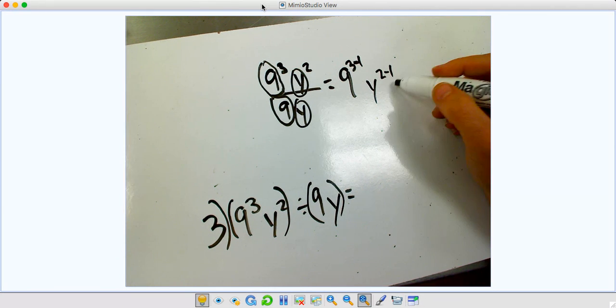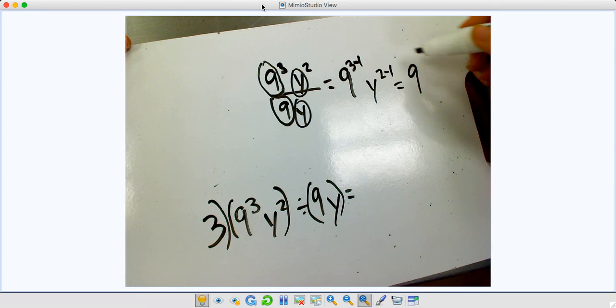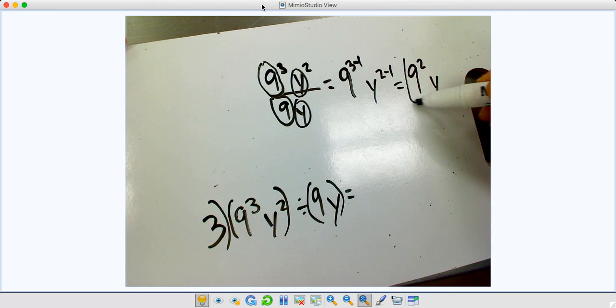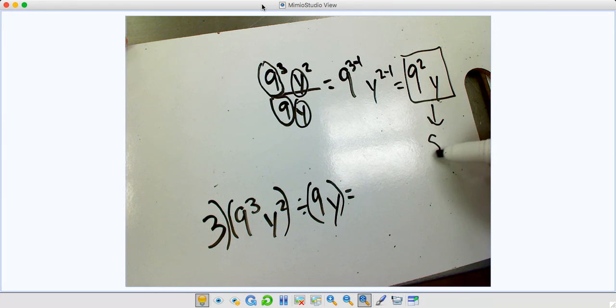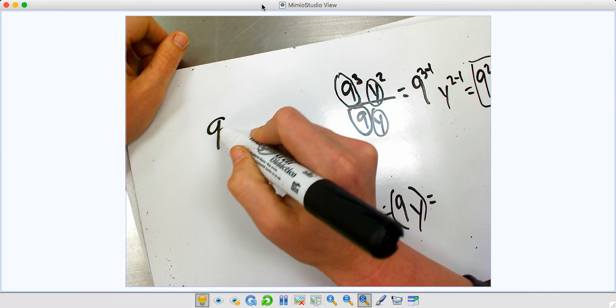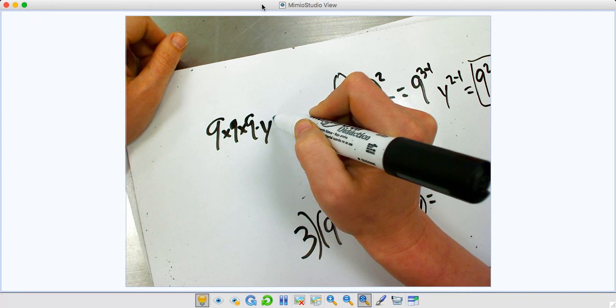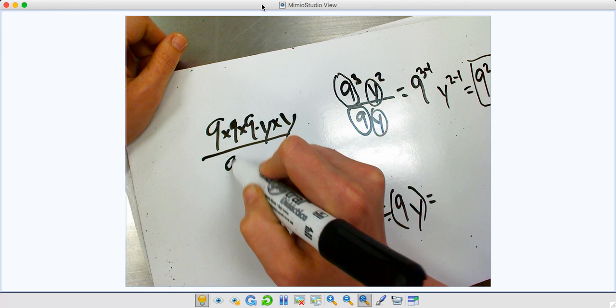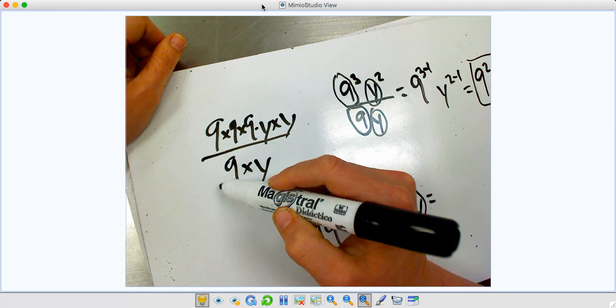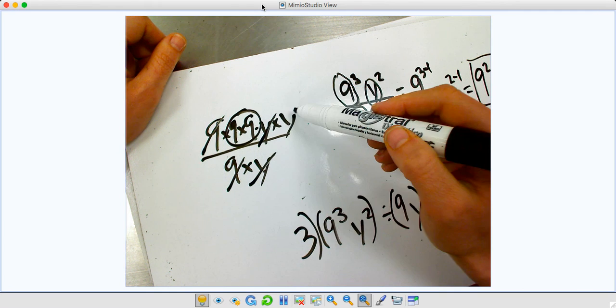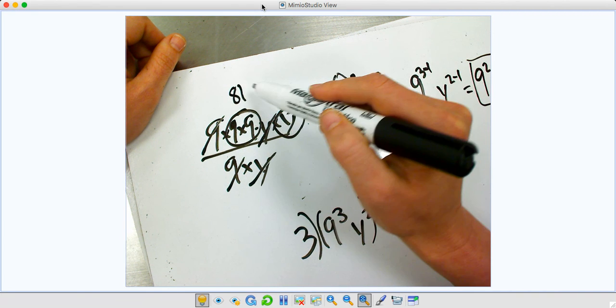So now we're going to simplify this. We get 9 to the 3 minus 1, which is 9 squared, times y to the 2 minus 1, which is y. So it's 9 squared y, or 81y. Now, let's see if this worked in expanded form too. 9 times 9 times 9 times y, times y, over 9 times y. If we do that, we get 9 divided by 9, which is 1, y divided by y, which is 1. We end up with 9 squared y, which is 81y.